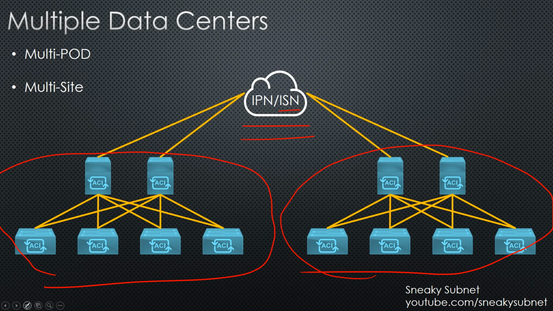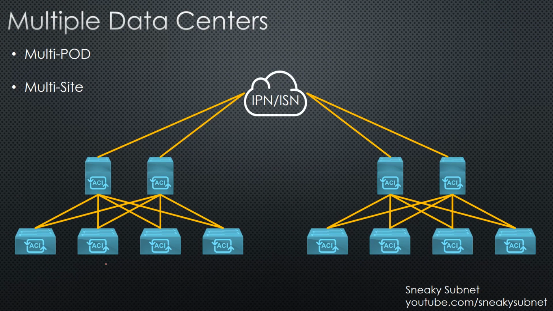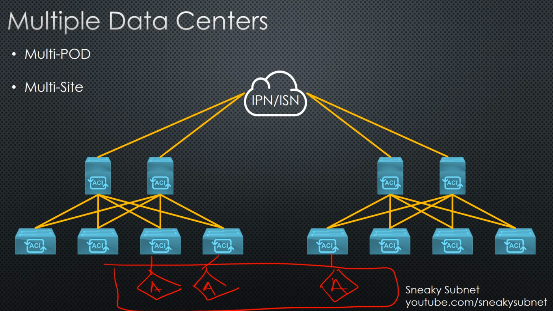Differences start with APIC clusters. In multi-pod, single cluster manages all your fabric. So typically you will have two APICs at one site and a third APIC at the second site. It means that from management standpoint and policy standpoint, you still have a single domain because these APICs belong to a single cluster. Every configuration you make will be applied in both locations, here and here.